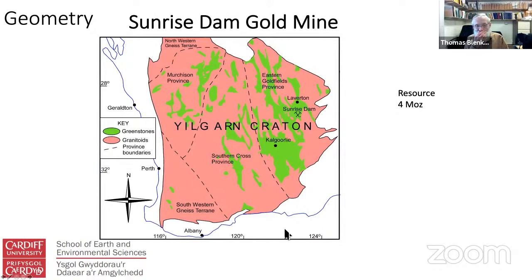So I'm going to take you now to the Yilgarn Craton and talk about Sunrise Dam in the eastern part of the Yilgarn. At the moment, it is claimed to have a resource of 4 million ounces, but at times Sunrise Dam has actually exceeded the production of the Golden Mile at Kalgoorlie. So it's Australia's premier producing gold mine at times.